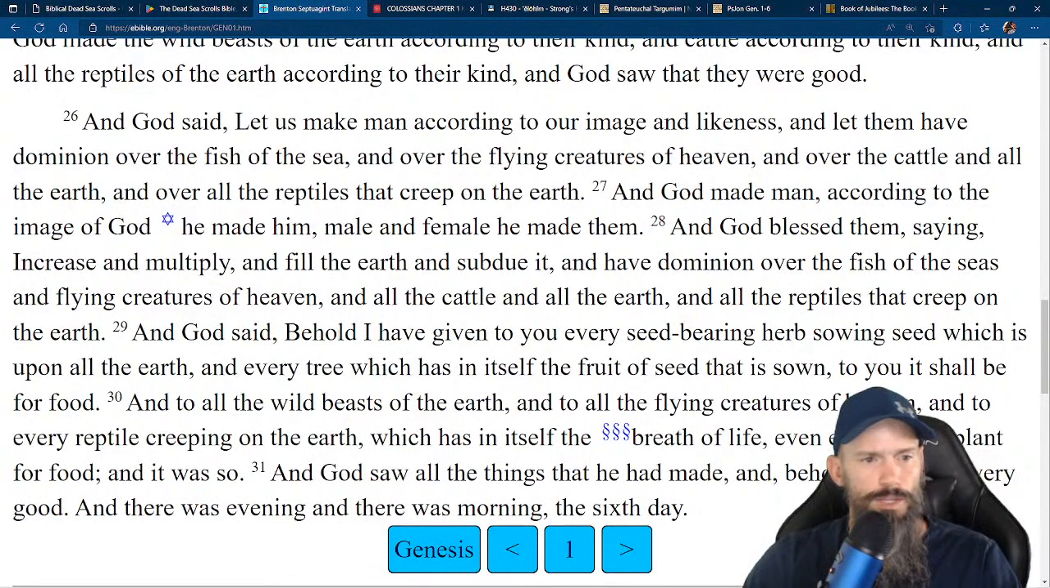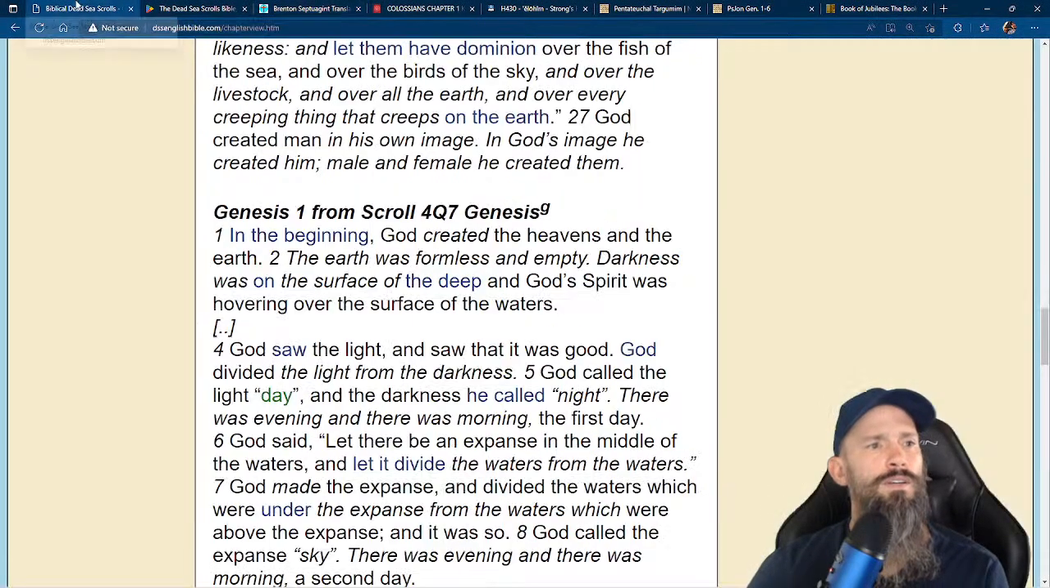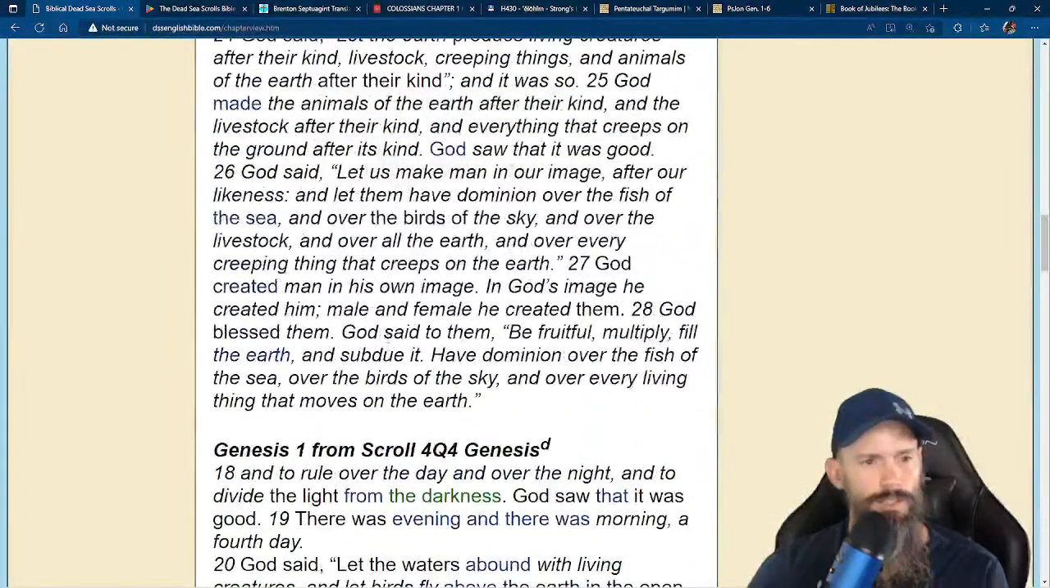29, and Yahuwah said, behold, I have given to you every herb, every seed-bearing herb, sowing seed which is upon all the earth, and every tree which has in itself the fruit of seed that is sown. To you it shall be for food, and to all the wild beasts of the earth, and to all flying creatures of heaven, and to every reptile creeping on the earth, which has in itself the breath of life, even every green plant for food, and it was so. And Yahuwah saw all the things that he had made, and behold, they were very good. And there was evening, there was morning, the sixth day. So 28.